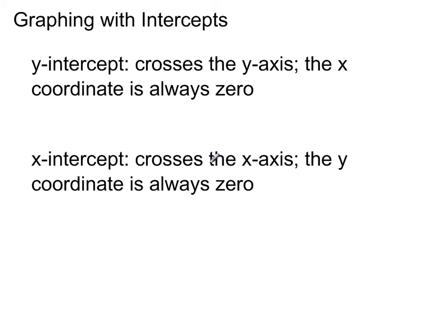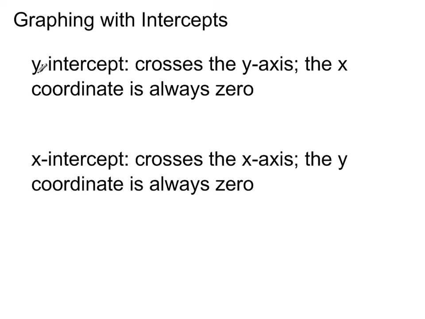Hello, we're going to be graphing with intercepts today. So in the previous video we talked about graphing with a guess and check method, and we collected 3 points, plotted them, and then connected the dots and got a graph of an equation. Here we're going to make it a little bit simpler. We're actually only going to use 2 points.